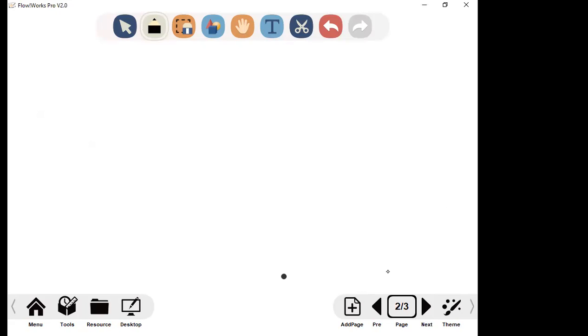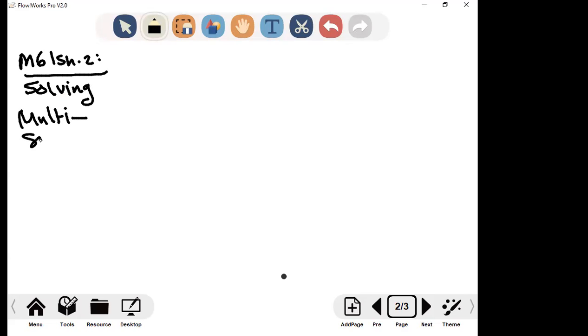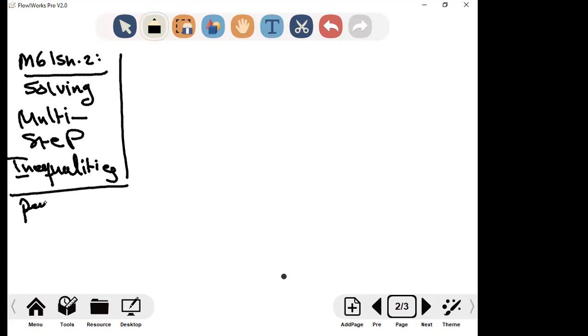Let's go to, we are on module 6, lesson 2, right? Module 6, lesson 2: solving multi-step inequalities. We are on page 352, and today is 3 January.